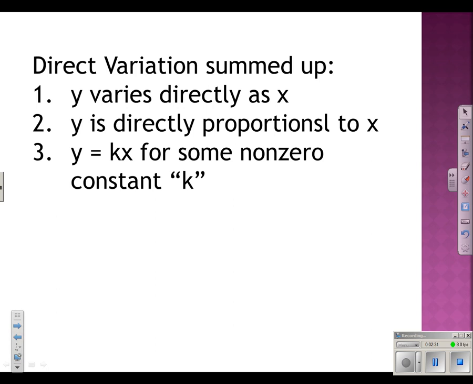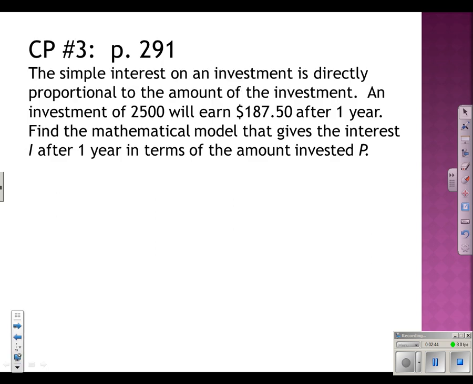So y varies directly as x can also be worded y is directly proportional to x. The equations or the models will come in the form of y is equal to kx for some non-zero constant k. Let's take a look at checkpoint number 3. This will give us some practice with this stuff.